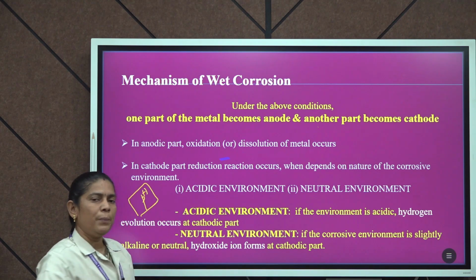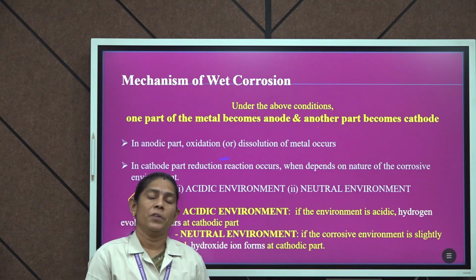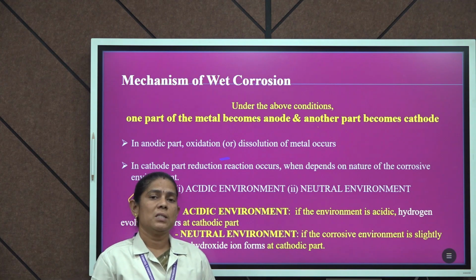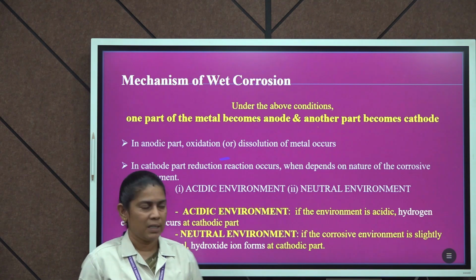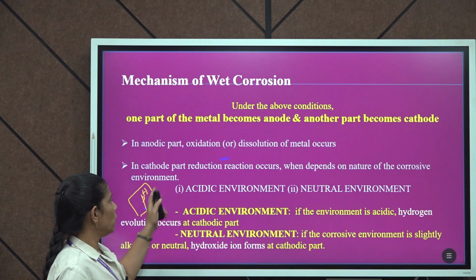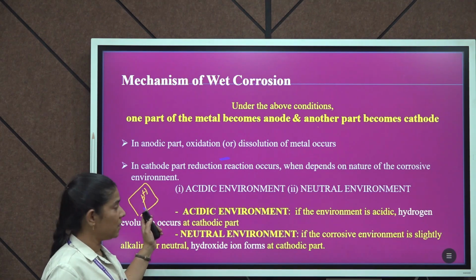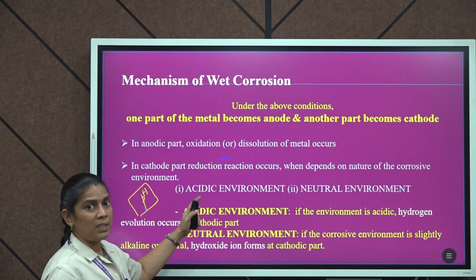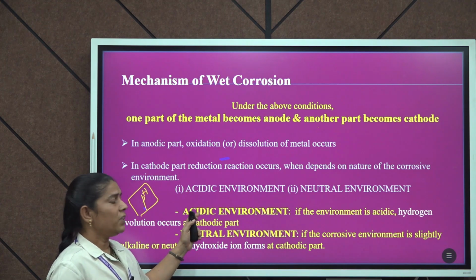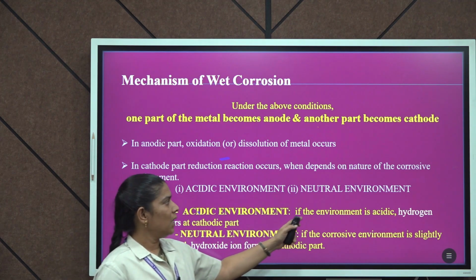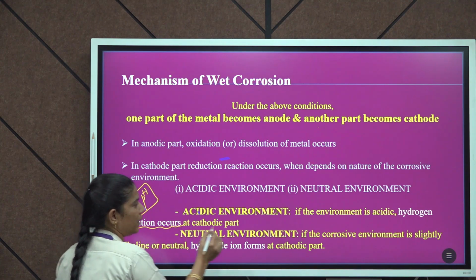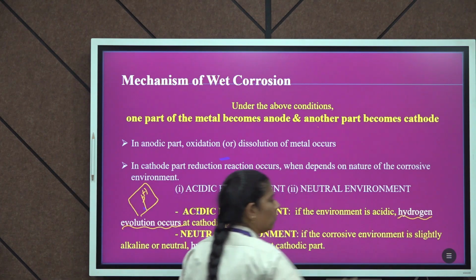It depends on the pH value, whether the pH of the electrolyte is lesser than 7, exactly 7, or greater than 7. If the pH value of the electrolyte or corrosive environment is lesser than 7, the environment is acidic. If it is equal to 7, the environment is neutral. So, if it is an acidic medium, what happens? If the environment is acidic, hydrogen evolution occurs.